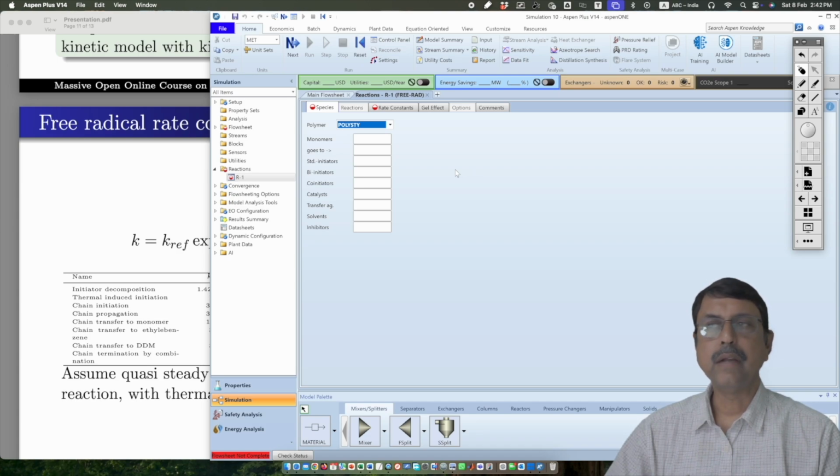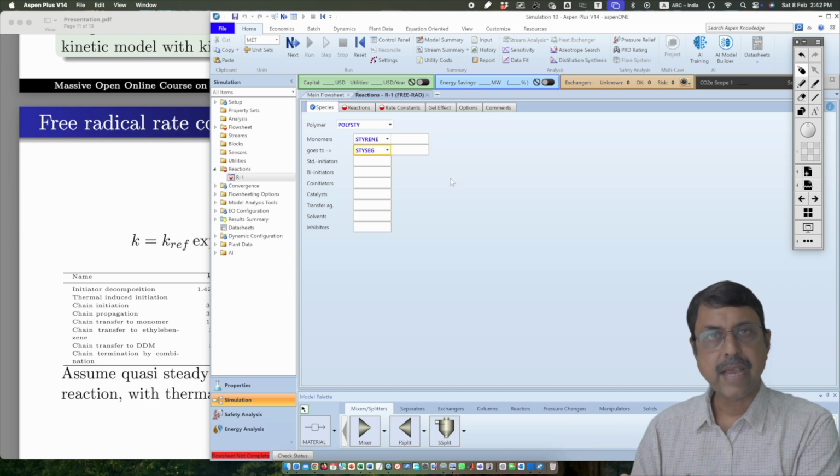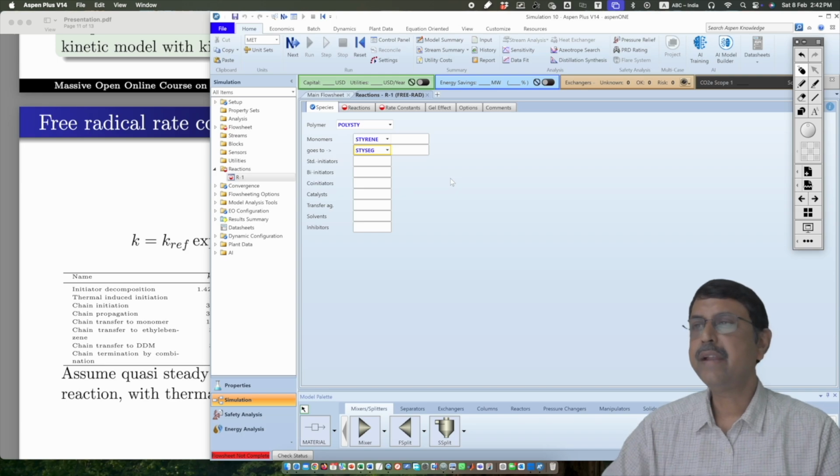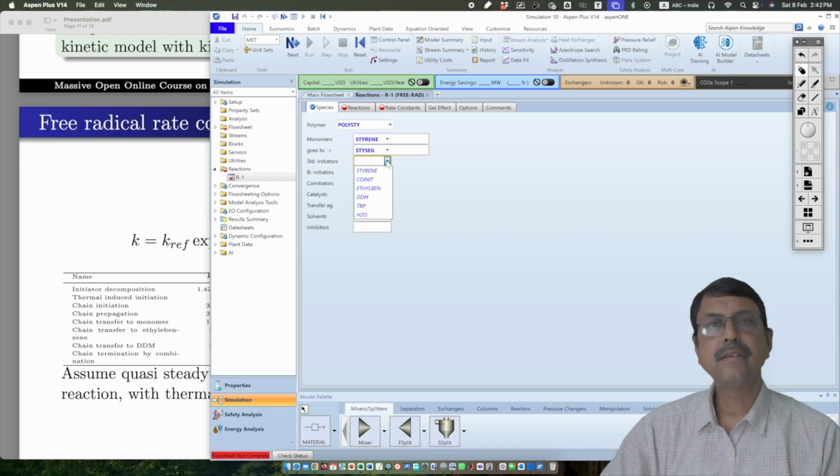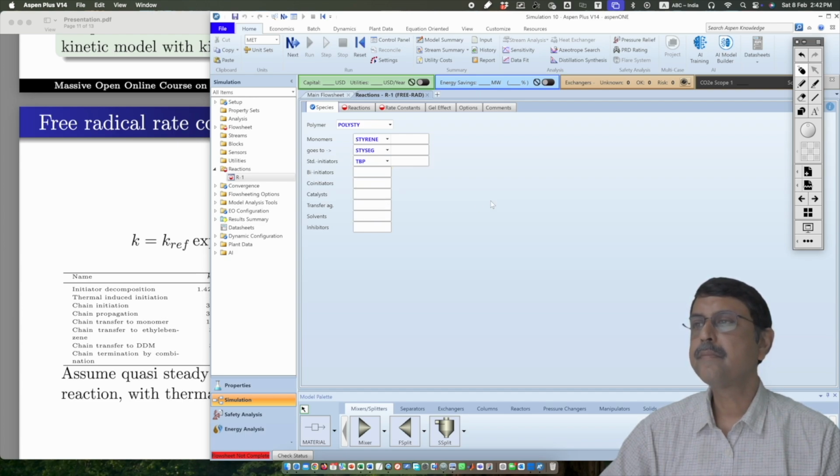Now we have to choose monomers. We have these options. What is our monomer? Our monomer is styrene. Right? And this monomer goes to a segment. We have to form a segment, right? So this is the segment. And this segment is repeated. Styrene after styrene after styrene, right? And what is the initiator? Initiator is TBP. That initiates the reaction. TBP decomposes and it initiates the reaction.